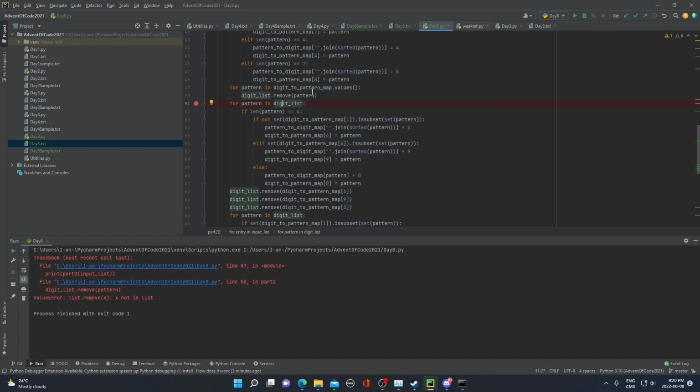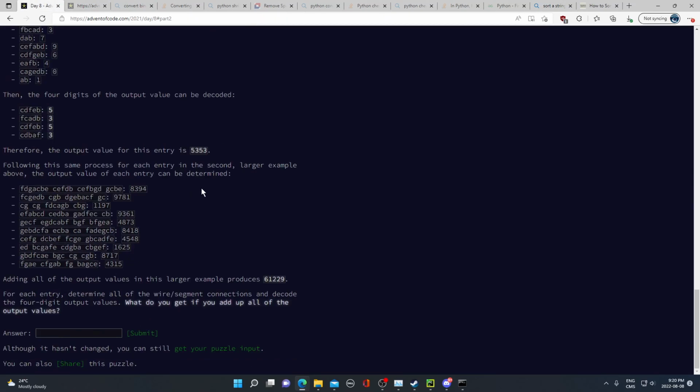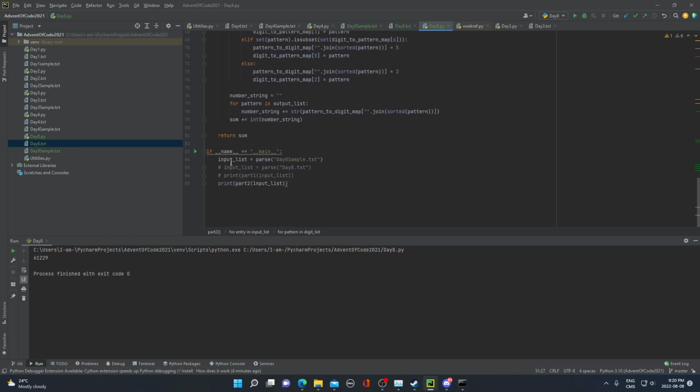Yeah, that should work. Six one one two nine. Wait, 61129 or 61229? Oh, and all the values. Okay, that works. That actually made it much simpler too. Now let's just try the actual input.